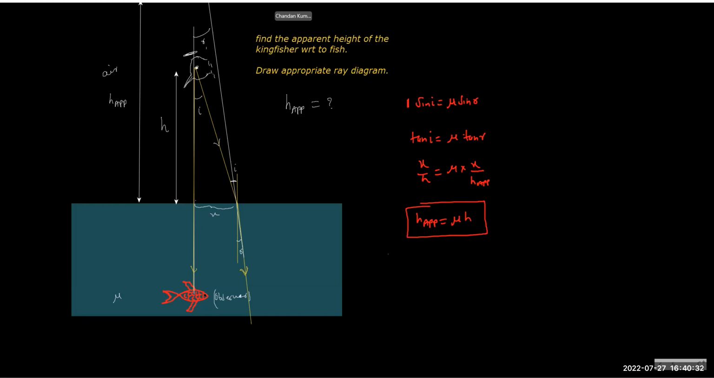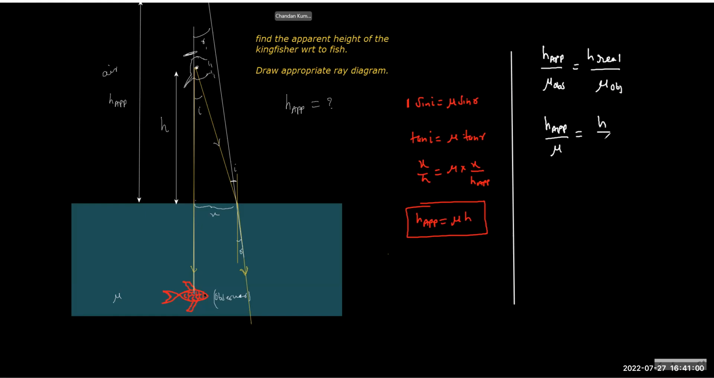Now, if you remember the formula which we derived, we derived that H apparent upon mu of observer equals H real upon mu of object. So apparent is from denser medium, from water. So H apparent, and the mu of observer is mu only. H real is H, and mu of object is 1. So this is the simplest way to remember.